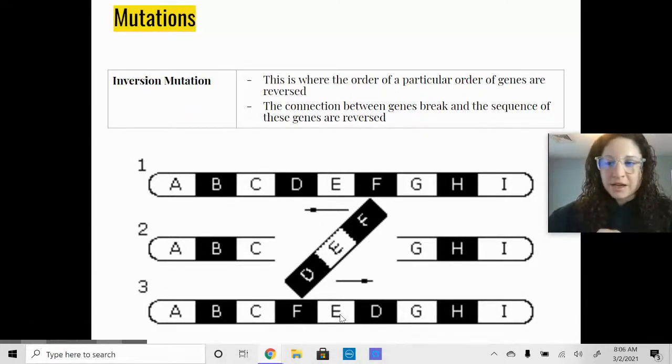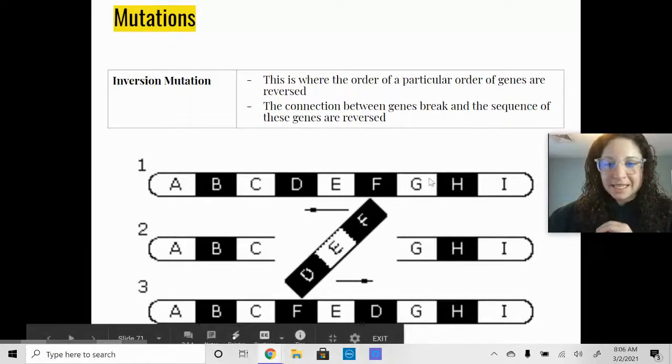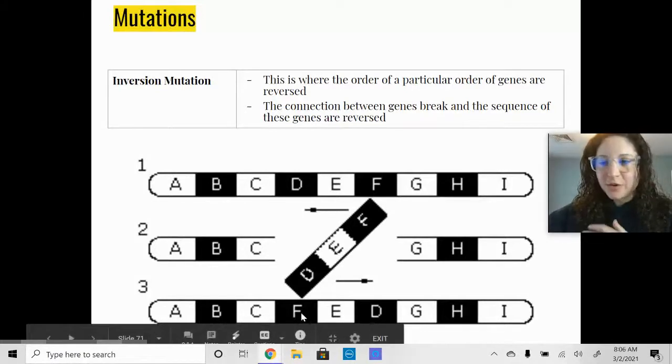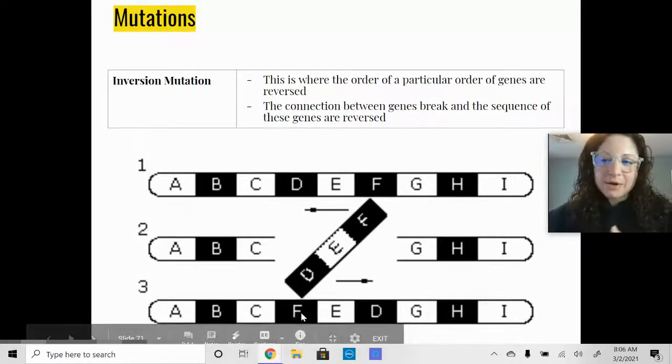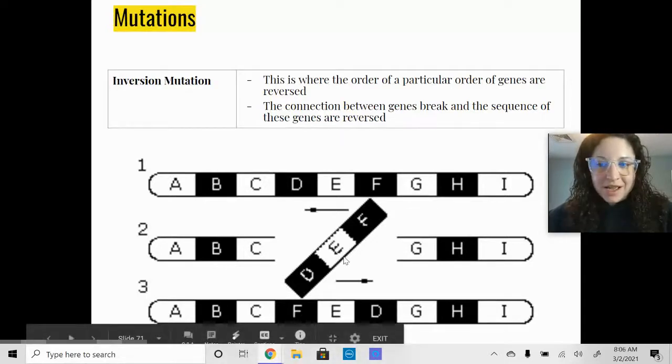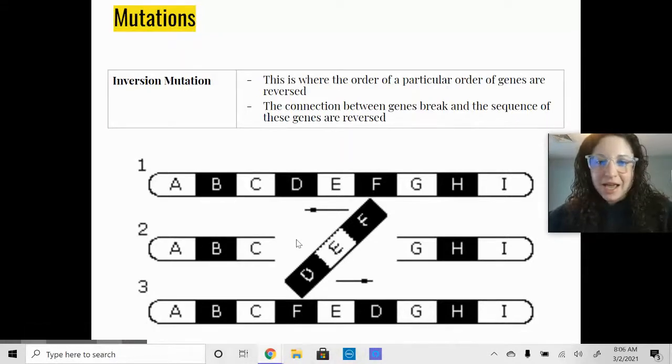So instead of reading on this chromosome genes A, B, C, D, E, F, G, H, I in the correct order, they are now reading in the incorrect order of A, B, C, F, E, D, G, H, I. Because you might be thinking, oh, it only switched D and F in terms of where the genes are located, but remember now E is also backwards compared to the way it should be. So this type of mutation can actually be very, very deadly.